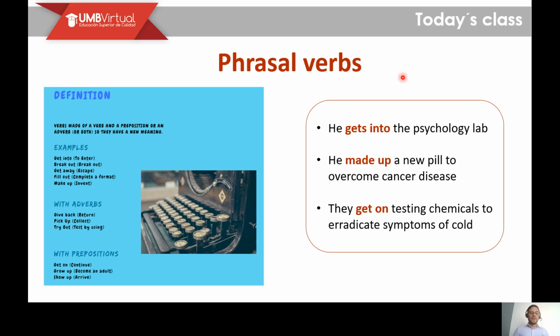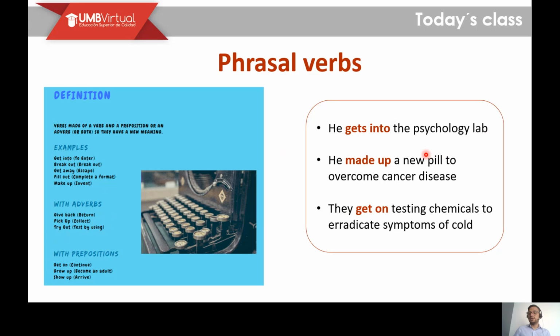We're going to see some examples next. We have with adverbs to give back, to pick up, to try out. So pick up is collect, give back is return, and try out is test by using. And with prepositions to get on, it is to continue, to grow up, become an adult, and show up, it's to arrive, to arrive to a meeting, for example. These examples: he gets into the psychology lab. So he enters the psychology lab.